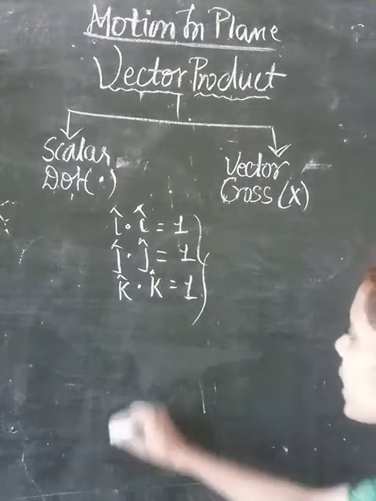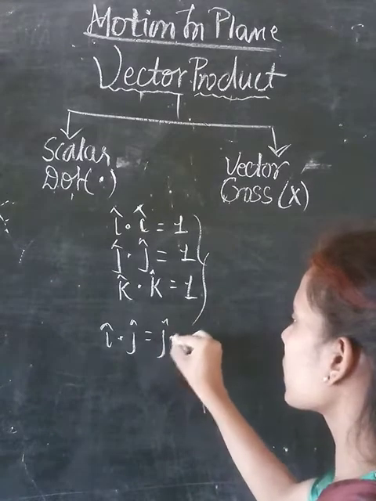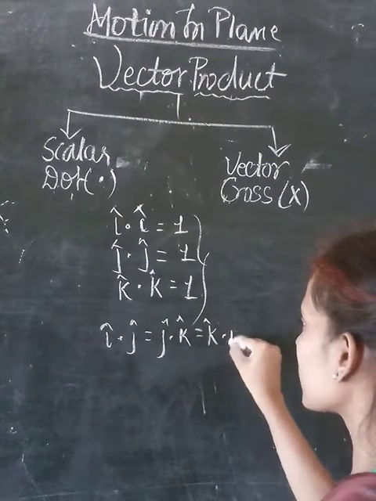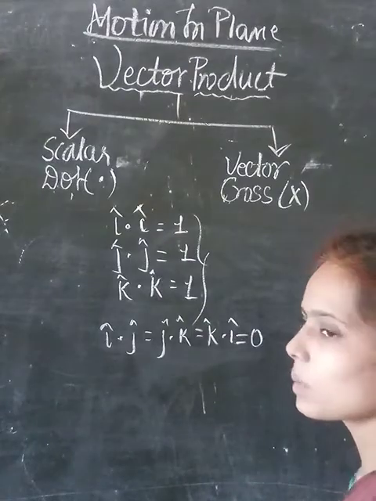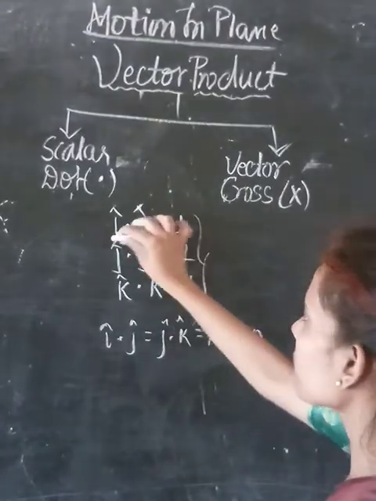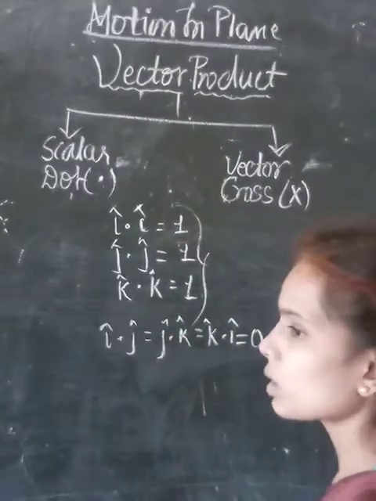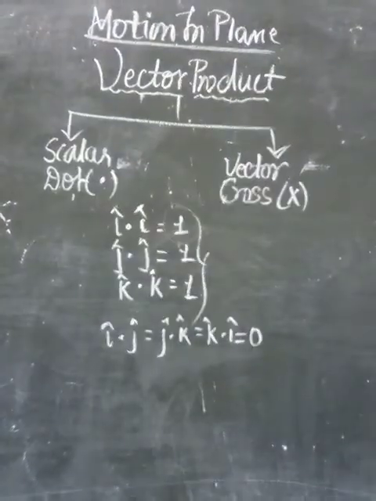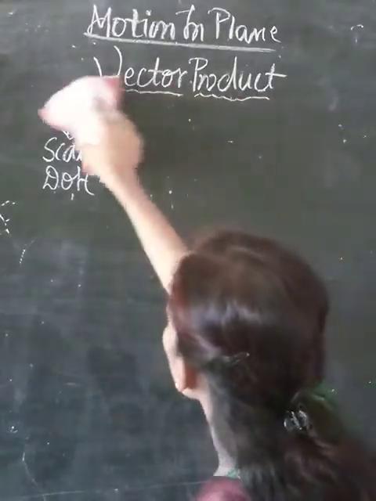You have to remember these three values: whenever the same unit vectors are multiplied, the answer is 1. And if we take different unit vectors like i dot j, it will be 0. j dot k, a different axis, is also 0. k dot i, another different direction, is also 0. So when different unit vectors are multiplied together, the value will be 0. If the same unit vectors are multiplied, then only we get a magnitude of 1. We will use these in the numerical, and then you can understand easily. Firstly, we will solve it for the dot product. What does this dot product tell us?